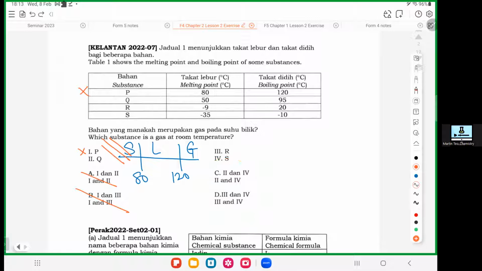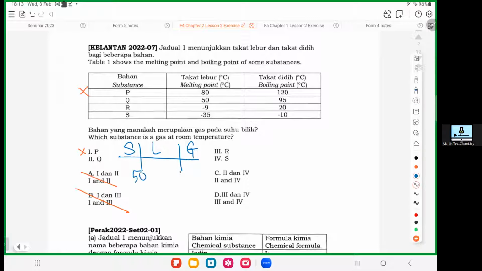So when you do objective questions, it's always a good idea to eliminate, to throw away those wrong answers. Yeah. So now, next one. Substance Q, let's do the three-line method. So for substance Q, what is the melting point and boiling point?